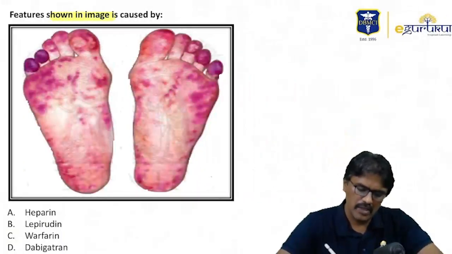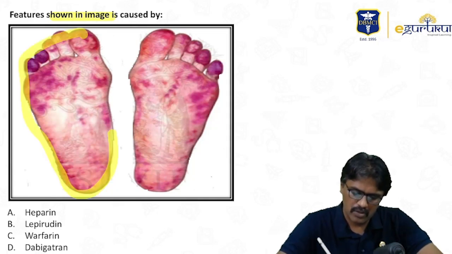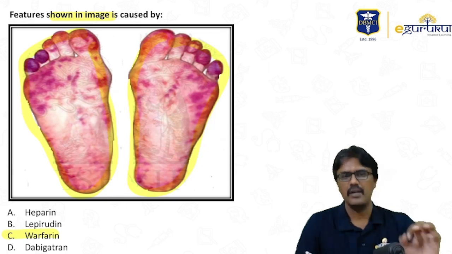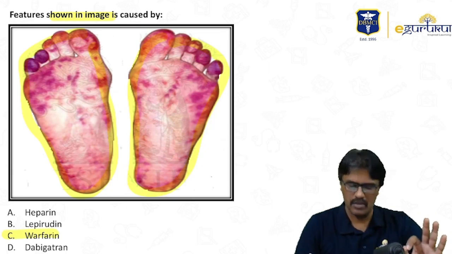Now, the feature shown in the image is caused by, so this feature is called purple toe syndrome, and purple toe syndrome is caused by the drug warfarin. The drug is called warfarin that causes purple toe syndrome.